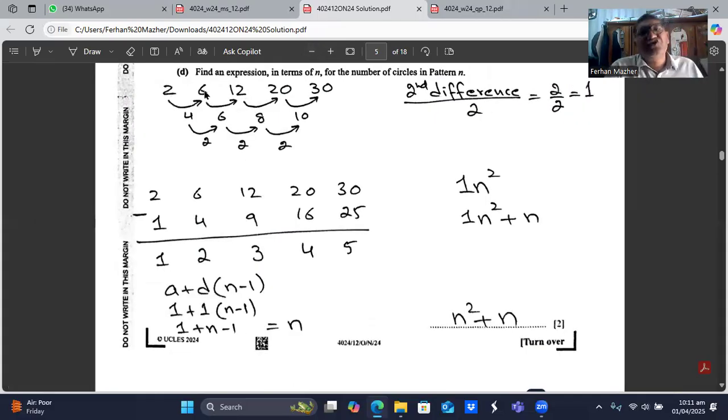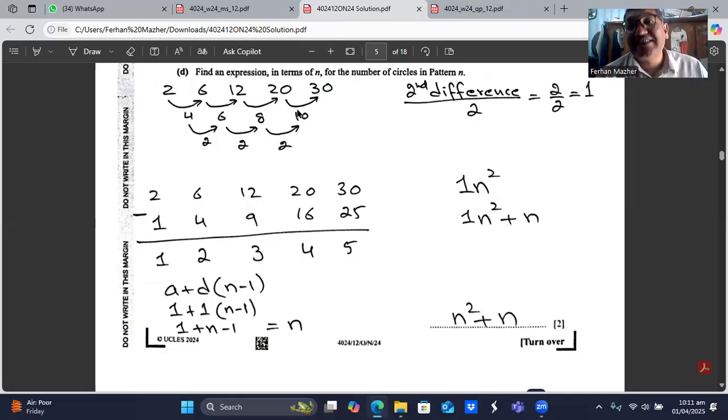Okay, so 2, 6, 12, 20, and 30. So I will find the first difference between the terms. The first difference here is 4, here is 6, here is 8, here is 10. Because the first difference is not the same, that means the first difference is not constant between the consecutive terms. That means that this is not an arithmetic sequence.